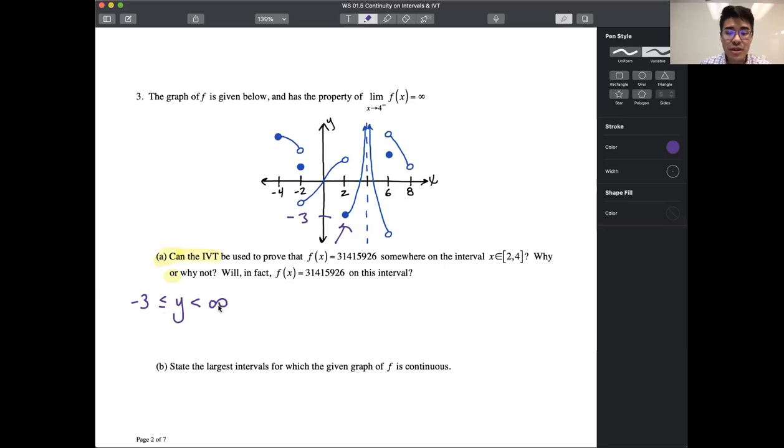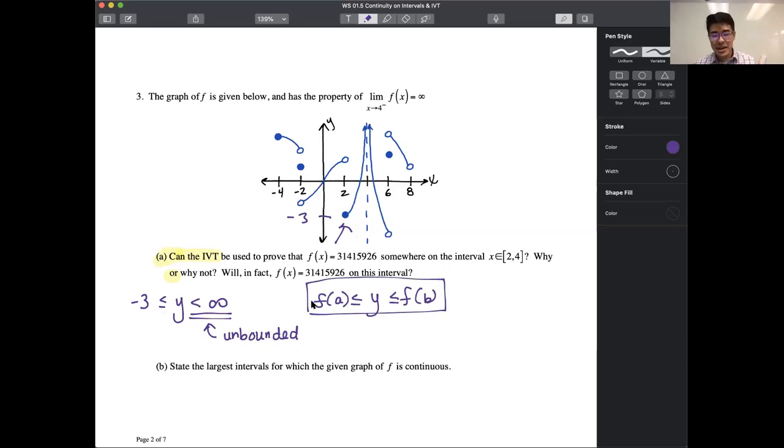equal to positive infinity. So because the upper bound of the range is unbounded, we cannot use the intermediate value theorem. The intermediate value theorem says that the y value has to be less than or equal to f of b and greater than or equal to f of a. Okay, so just remember that it needs to be bounded.